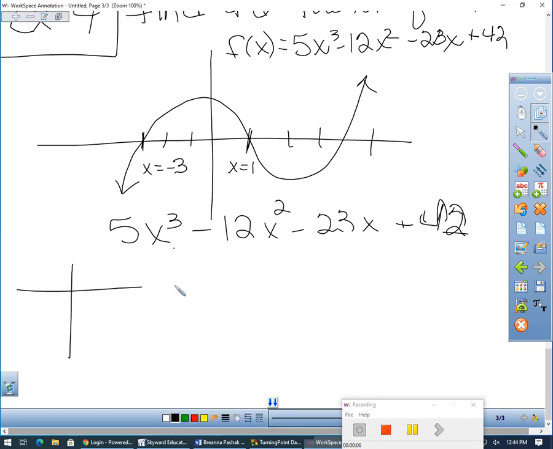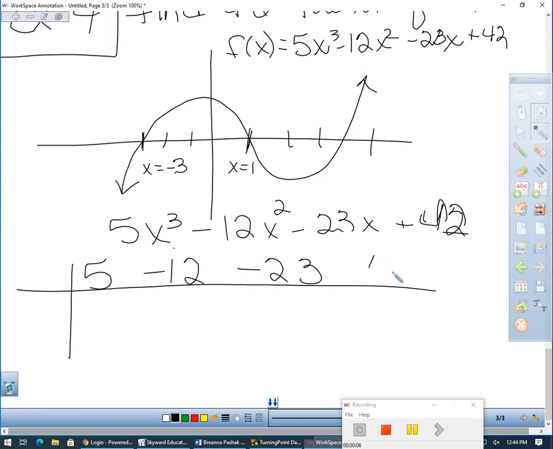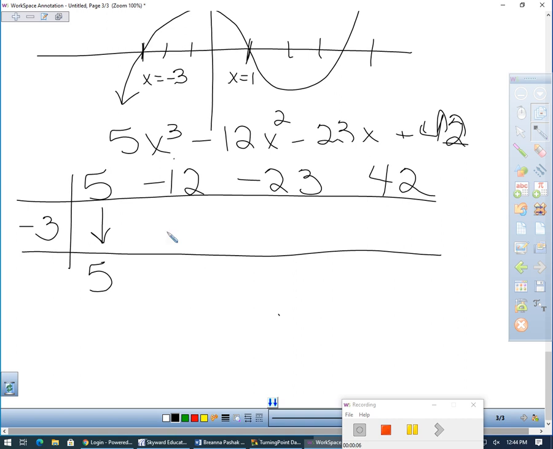All right, so here we go. In here, we want a 5, -12, -23, and 42. Right? On the outside, I'm going to start with -3. So, of course, we bring down 5 first. -3 times 5 is -15. Add them together, we get -27. -3 times -27 is positive 81. Thank you. I was trying to do it in my head. Adding those together, we get what?